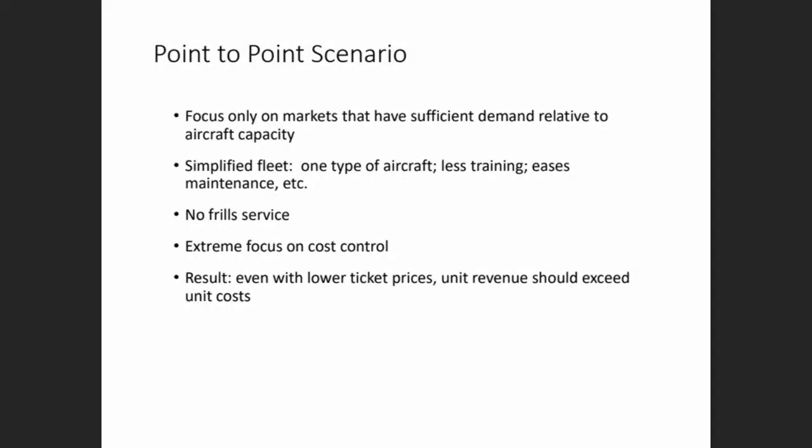Point to point focuses only on markets that have sufficient demand relative to aircraft capacity. Simplified fleet, one type of aircraft, less training, eases maintenance. A good example would be JetBlue flying into, let's say, Orlando with point-to-point flights. That means direct flights from, let's say, Westchester County in New York or Boston or JFK directly to MCO. And they have simplified to one type of aircraft, the Airbus 320, and they're also using the 319 and 321, not much difference between these aircraft except for the passenger capacity. There's no frills, no services, an extreme focus on cost control, and even with lower tickets, unit price should not exceed unit costs.